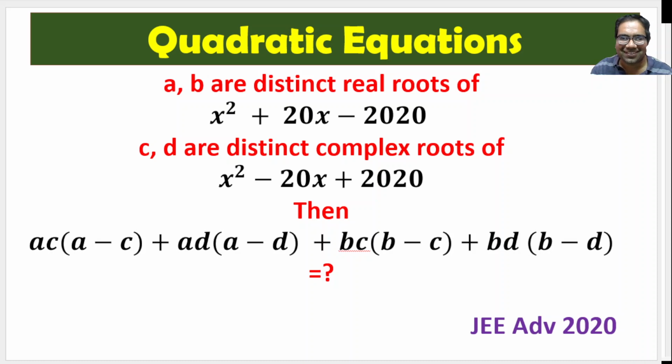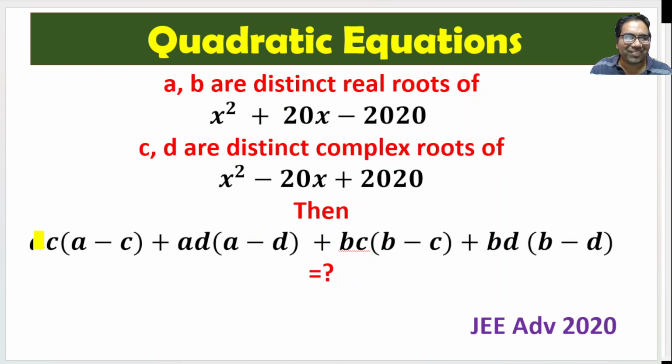Hi friends. Here is a nice problem that came in IIT JEE Advanced 2020. Here we are given two equations: x square plus 20x minus 2020 and x square minus 20x plus 2020. Obviously, this one has two real roots a and b, and this one has two complex roots c and d. Right. 2020 because the year was also 2020.